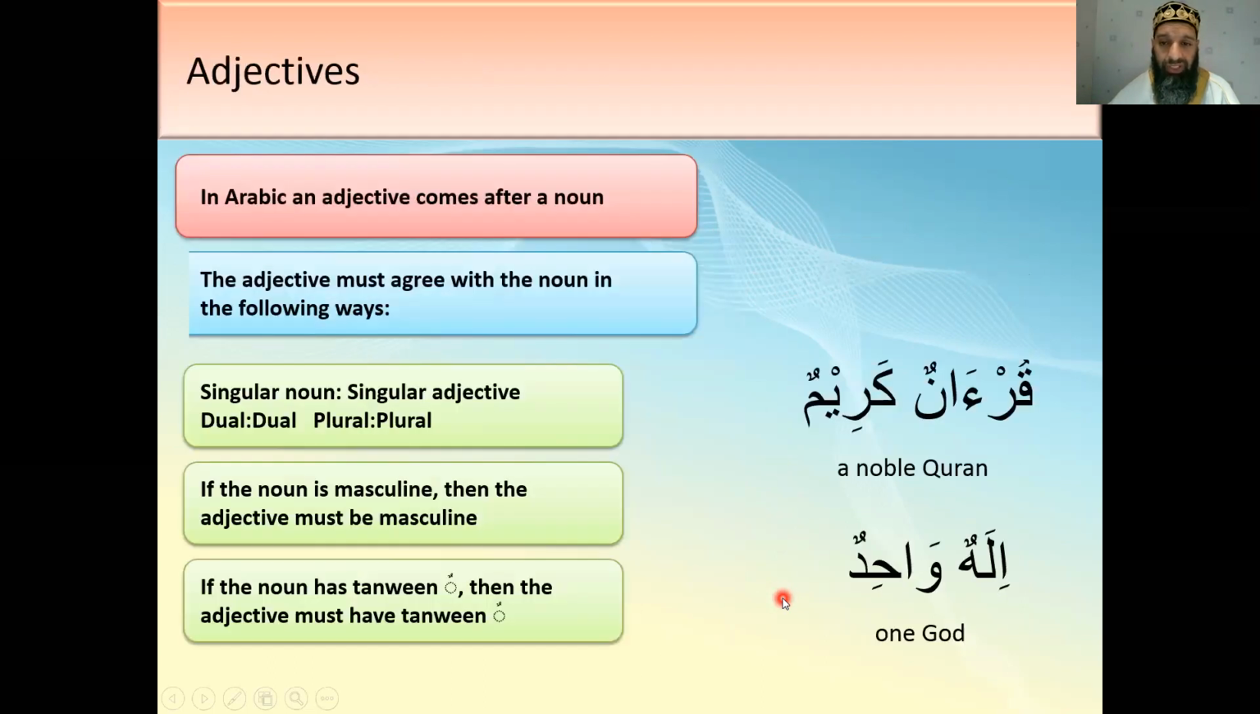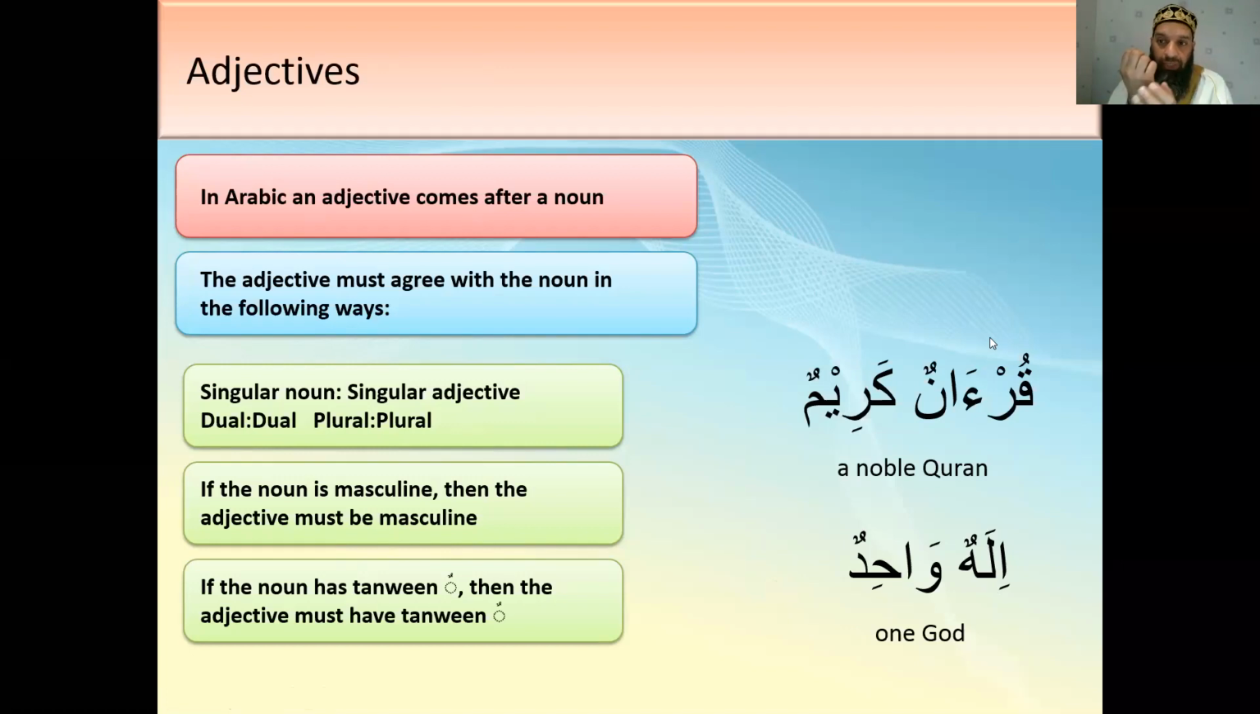And then we talked about this just very quickly. In Arabic, the adjective comes after the noun. In English, you will say the big car. In Arabic, you say the car, big.